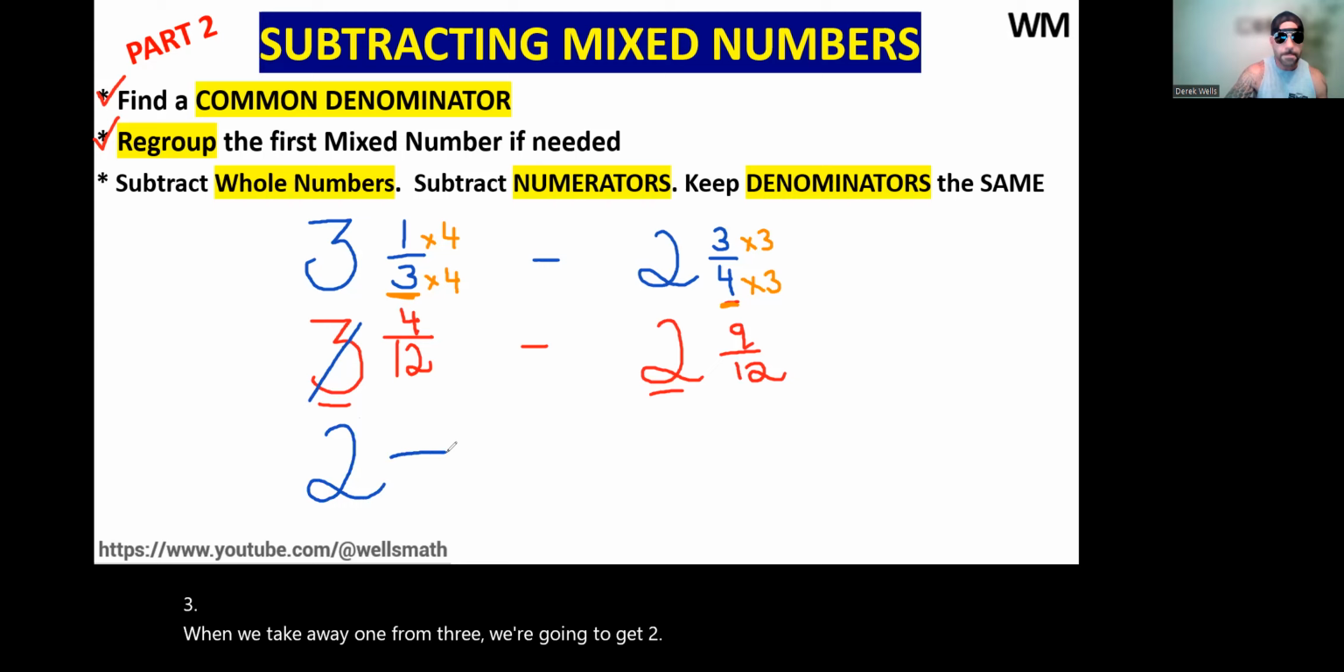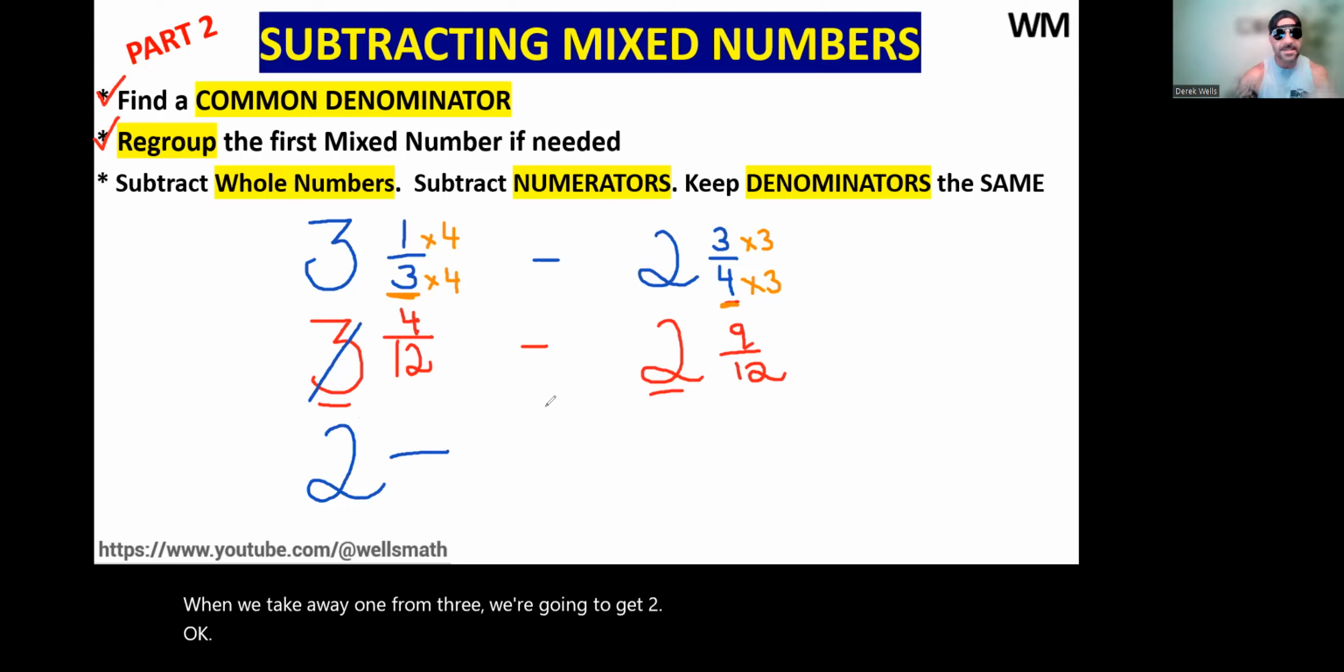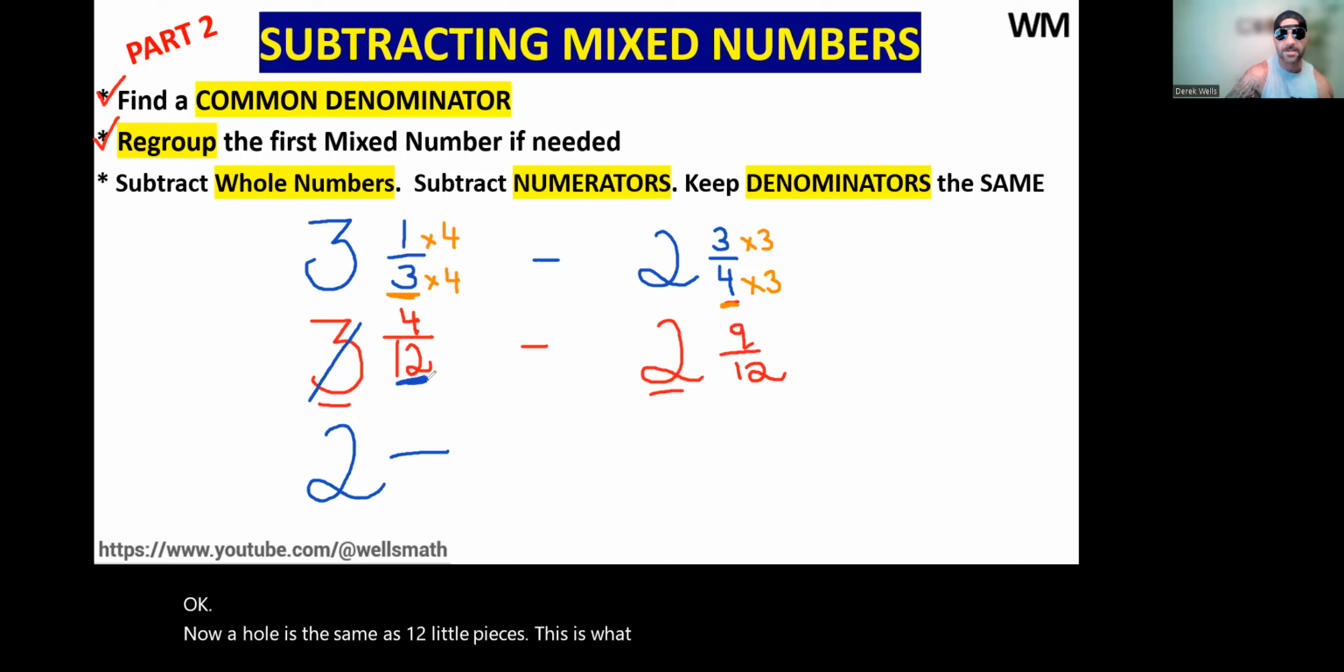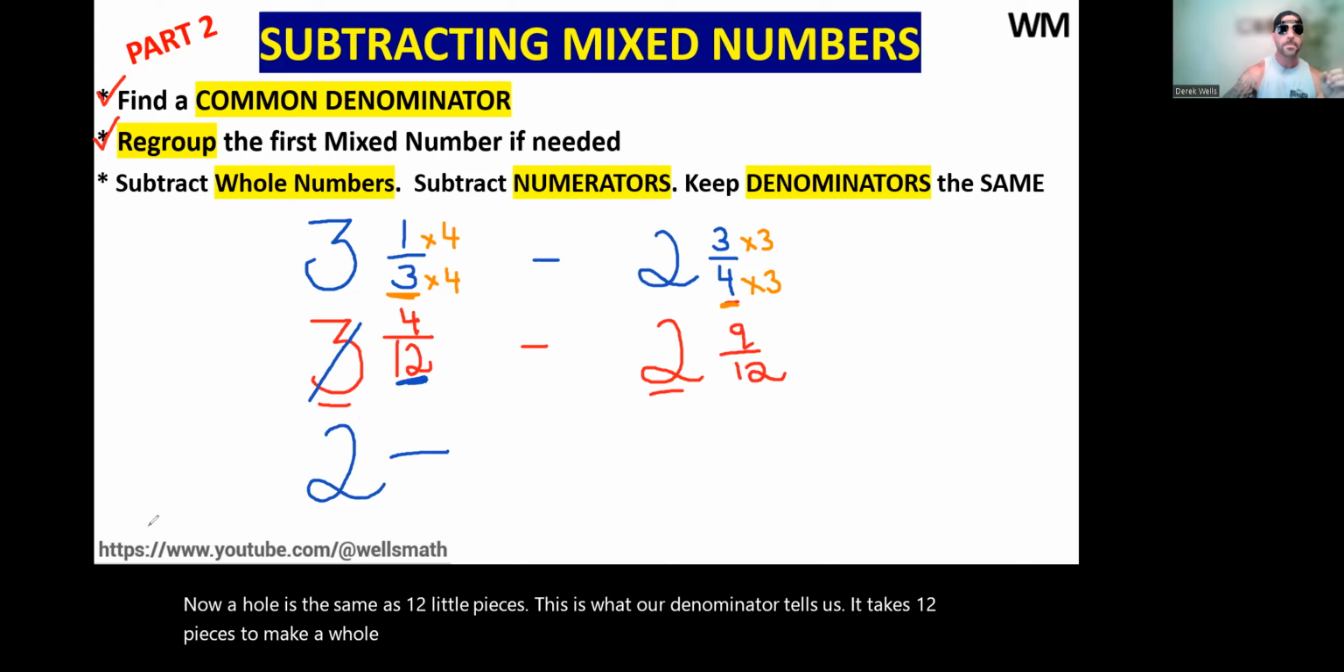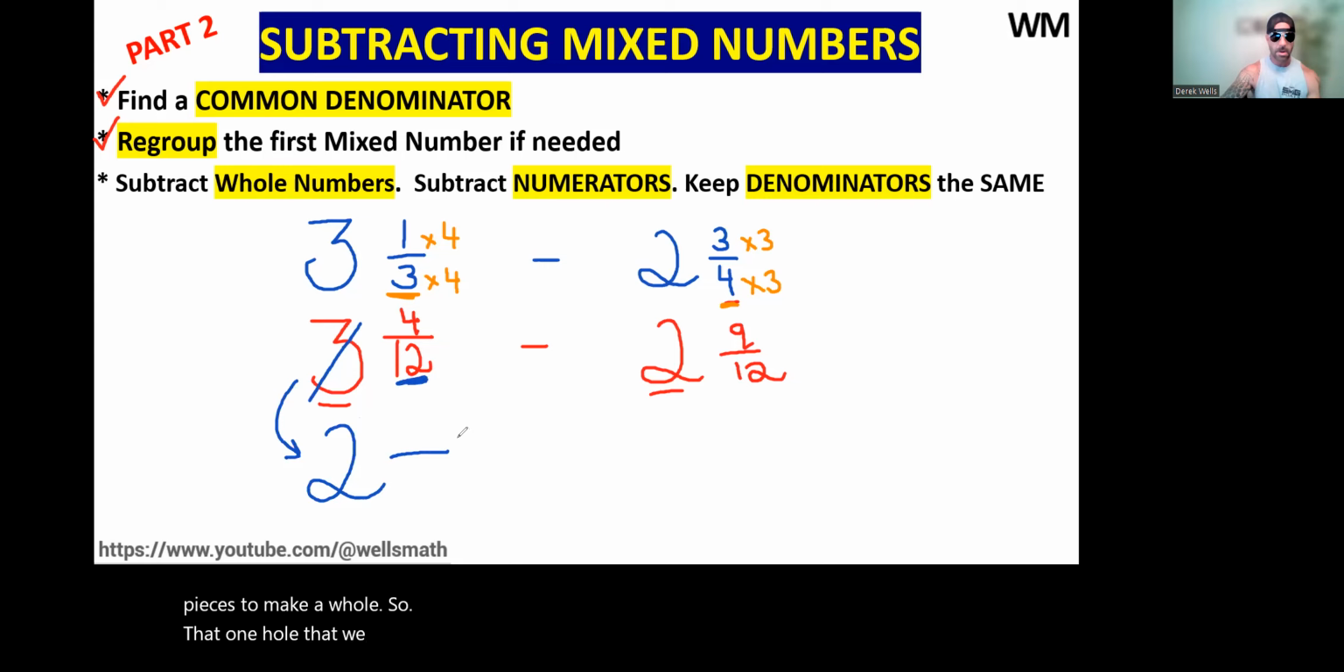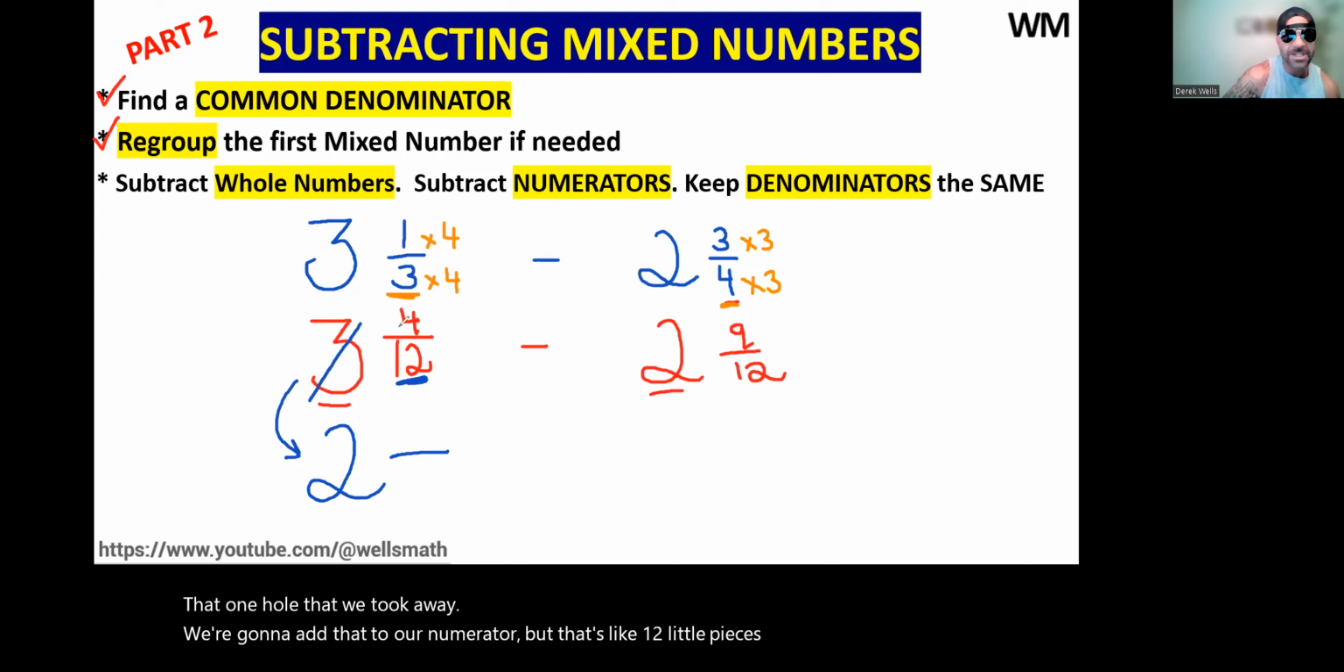Okay? Now, a whole is the same as 12 little pieces. This is what our denominator tells us. It takes 12 pieces to make a whole. So that one whole that we took away, we're going to add that to our numerator. That's like 12 little pieces. So we're going to add 12 little pieces.